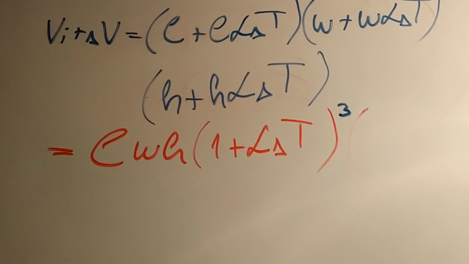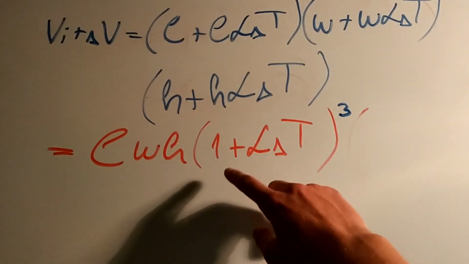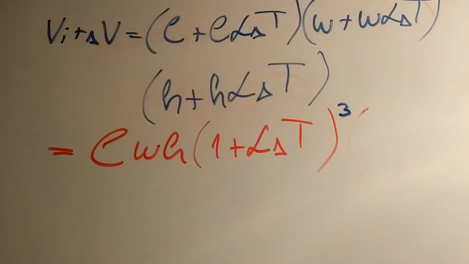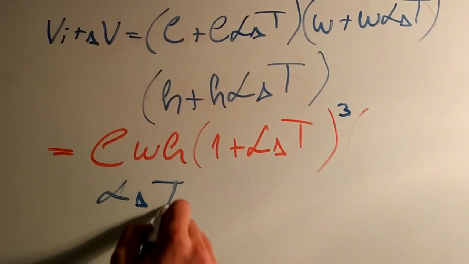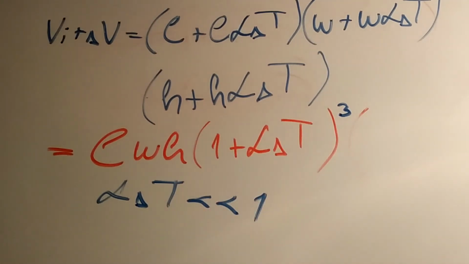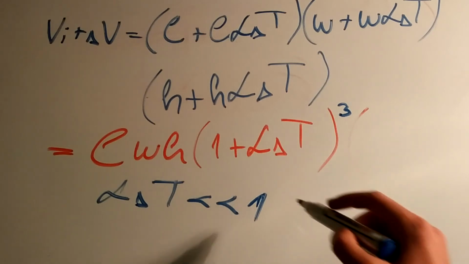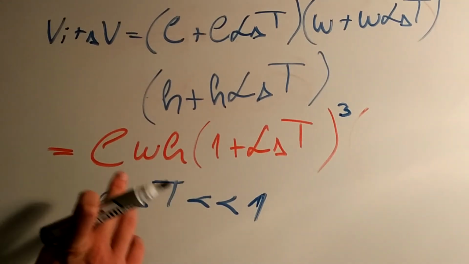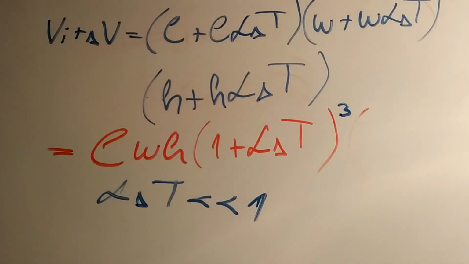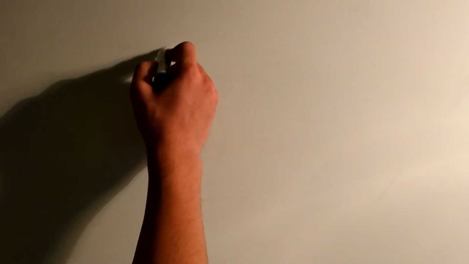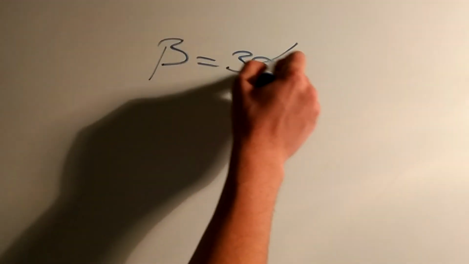So basically we can expand in these brackets, and to make it a little bit shorter, we will say that alpha times delta T is much smaller than 1. So alpha times delta T to the power of 2, or to the third power, we can neglect. If we do the expansion in the brackets, what we will get in the end is that beta is equal to 3 alpha.